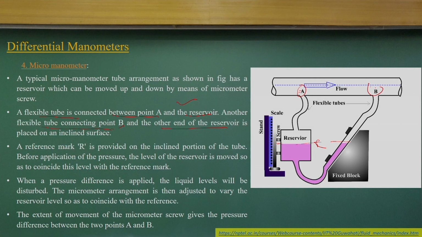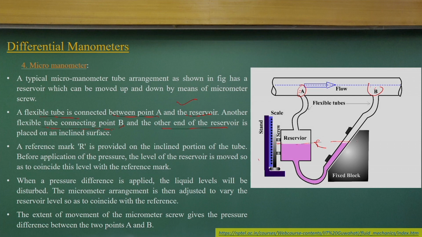Here, when the flow is there, there will be a pressure difference. That pressure difference will cause the difference in the height. And this mechanical screw arrangement gives a pressure reading equivalent as the screw goes up and down, which is what is written on this graduated scale, understand.